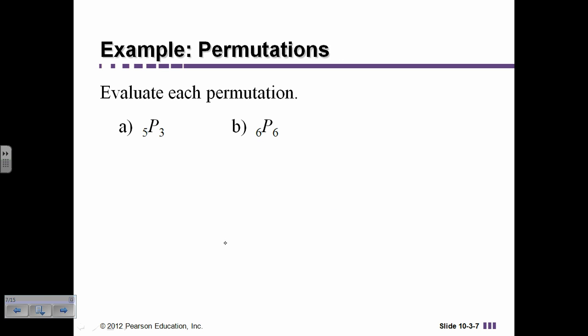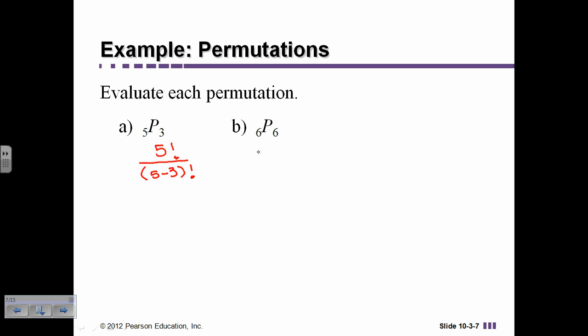So let's look at these. So I have 5 things, and I want to figure out how many combinations of 3 things I can have. So using my formula, for the first example here, we're going to do n factorial, which is 5 factorial. And we're going to divide that by 5 minus 3 factorial.